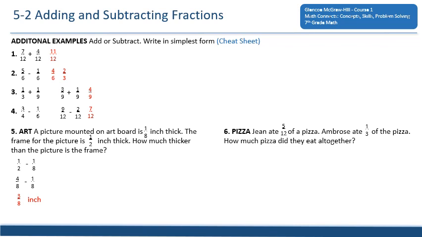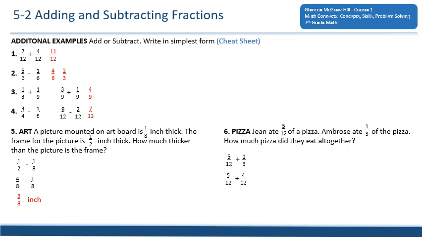And Jean ate 5/12 of a pizza. Ambrose ate 1/3 of the pizza. How much pizza did they eat together? So we have unlike fractions, and we want to add those together. So we have 5/12 plus 1/3, because remember, we're trying to see how much they ate together, or combined. They're unlike fractions, so we need to find the least common denominator. 12 is a multiple of 3, so that will be our least common denominator.